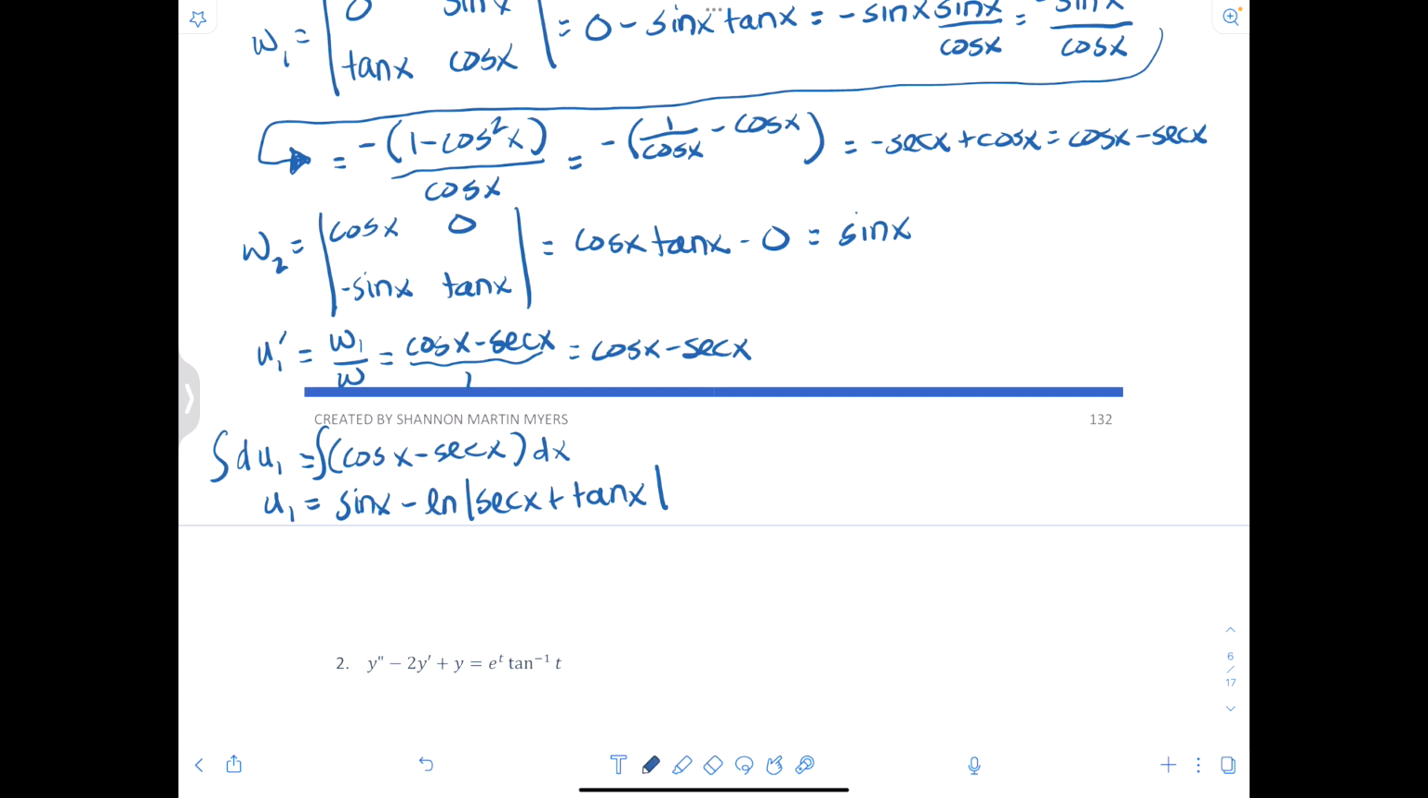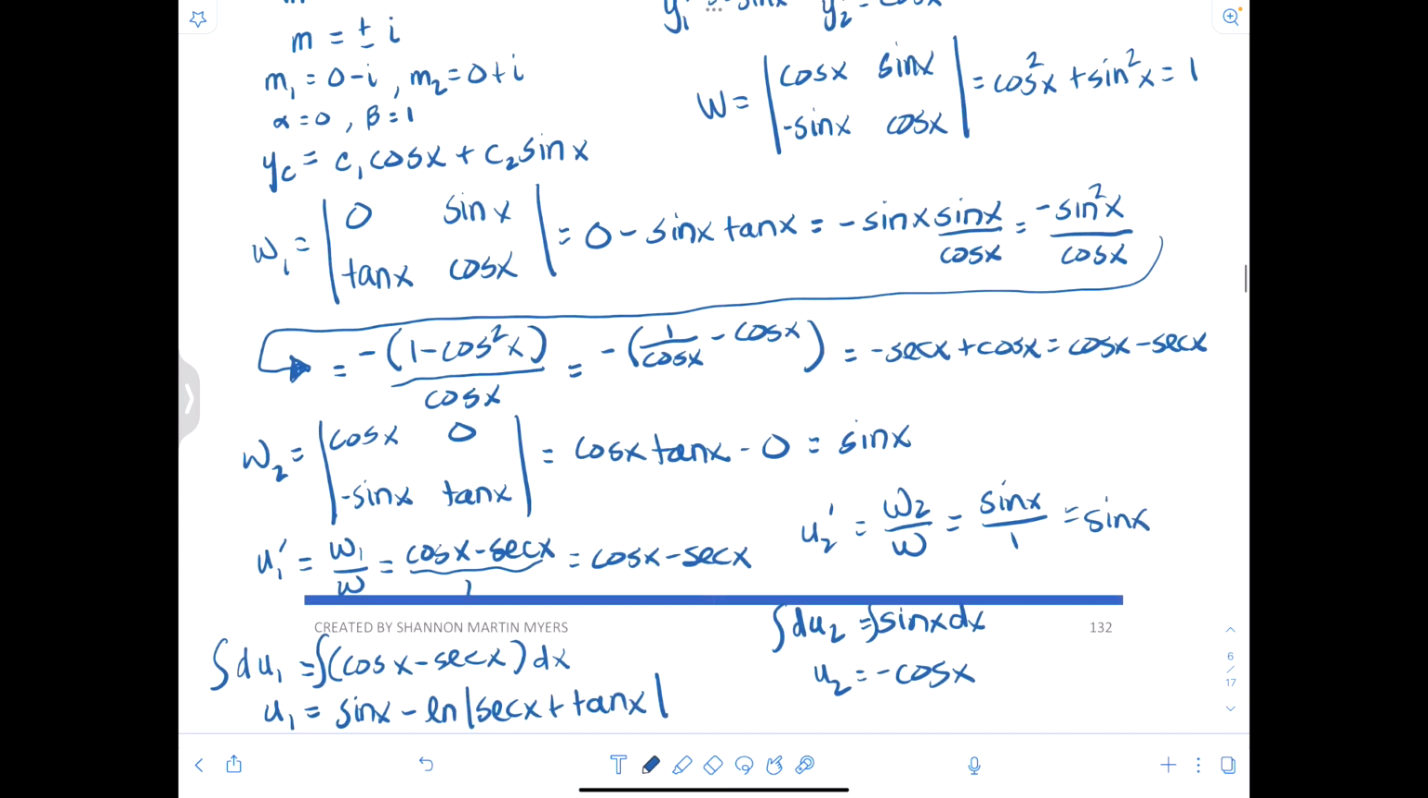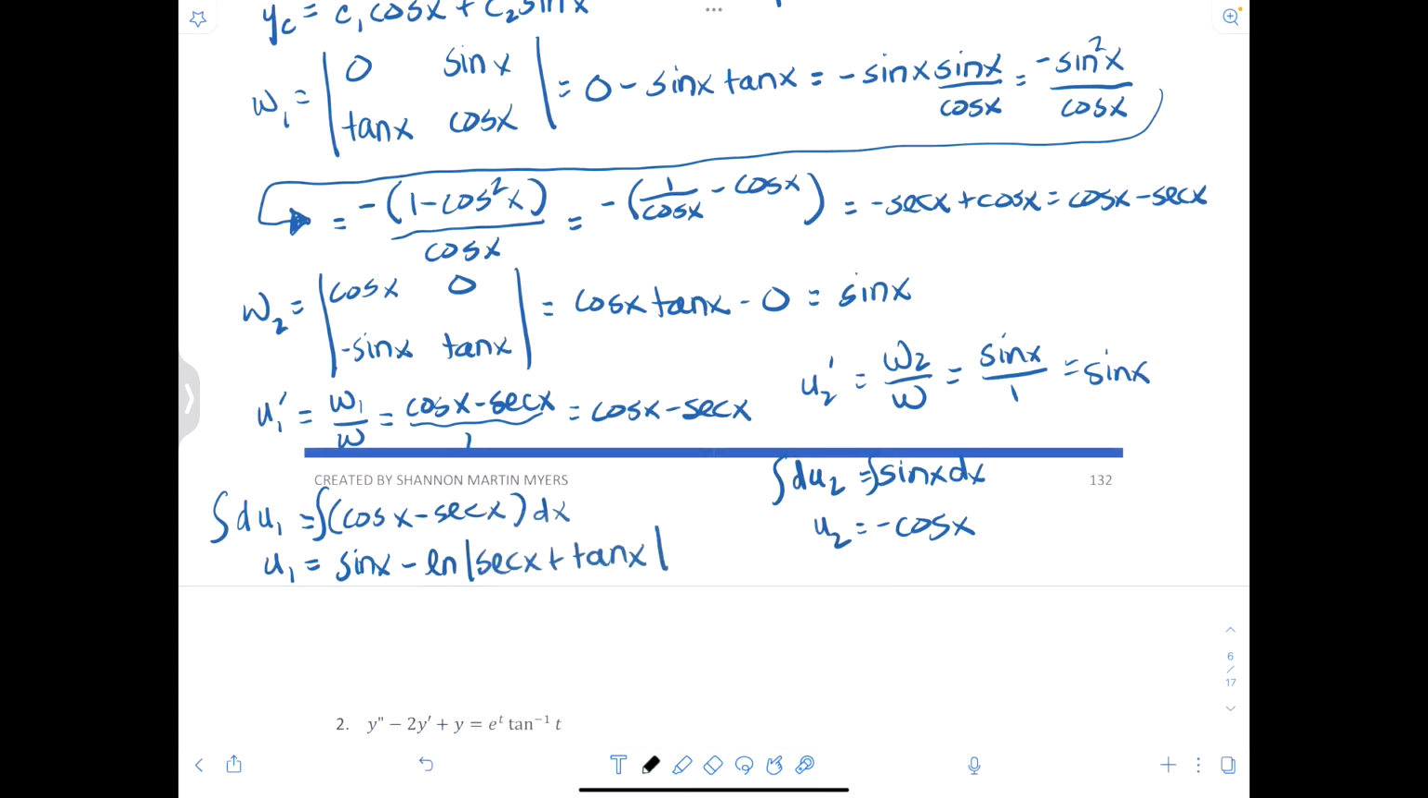So now u2 prime is going to be w2 over w, which is sine x over 1, which is just sine x. So if I look at du2 is equal to sine x dx and integrate both sides, then u2 will be negative cosine x. Cool so far? So I've worked with the Wronskians, and now this part is, find u1 and u2.